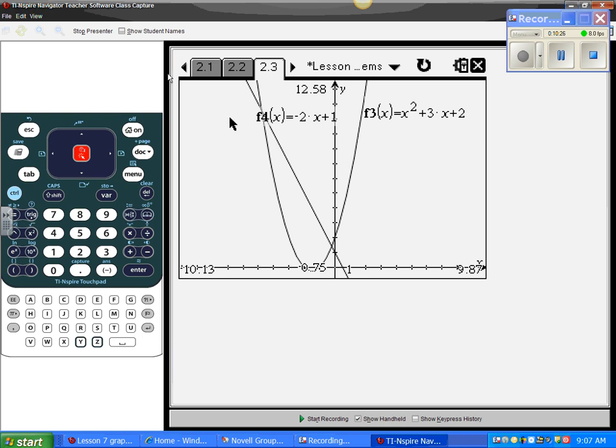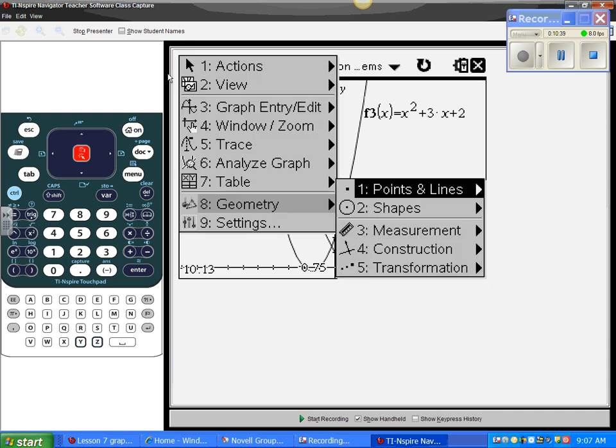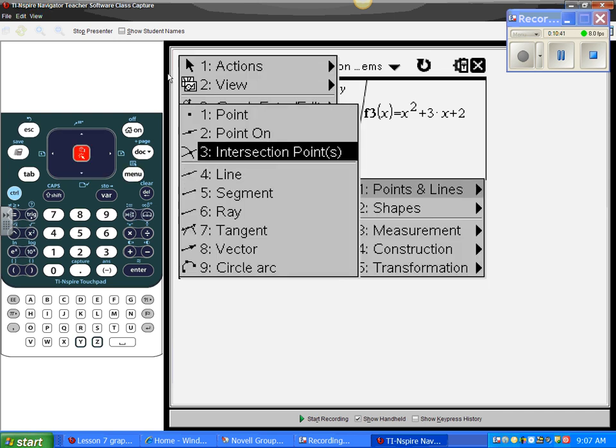Okay, so now I can do what? How do I find the points on the calculator? Menu, geometry, points and lines, good. Intersection points, great.